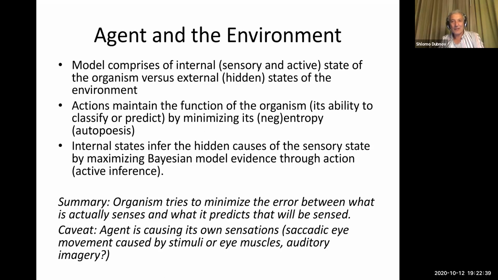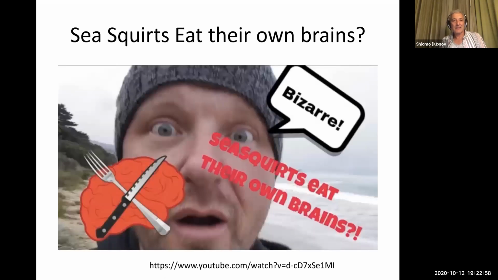So one other interesting example, which is sort of counterintuitive, appears in several papers. It is even mentioned in the Bayesian brain paper, and there is the paper about the Markov blankets that talks about this: the sea squirt that eats its own brain. It's a fun video. I'll play it before we switch to the next set of slides.